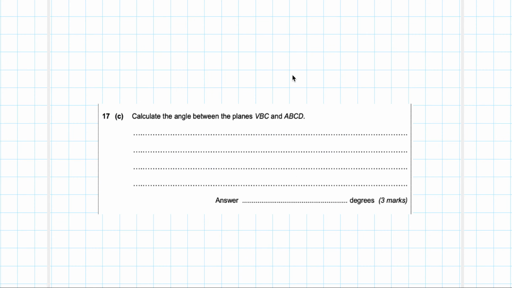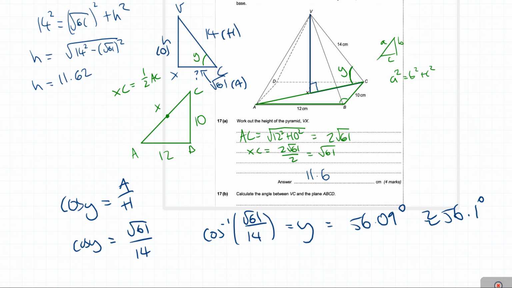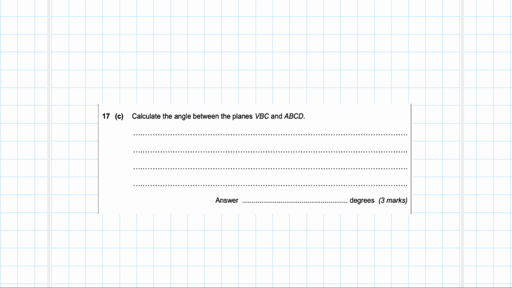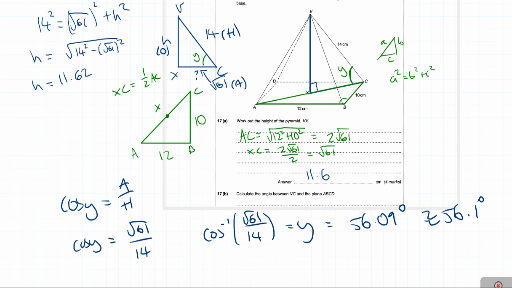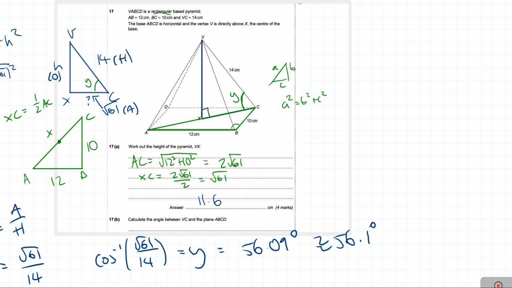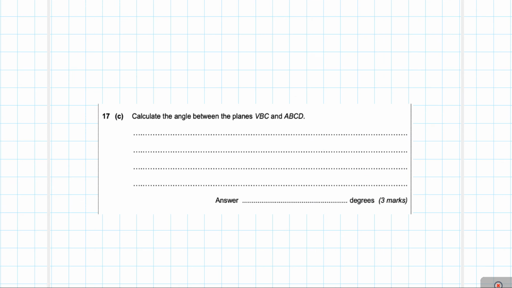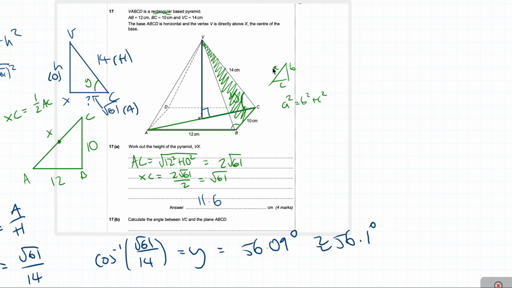The next one we've got is calculate the angle between the planes VBC and ABCD. So first of all, we are interested in the plane VBC. So VBC is this triangle here that runs down, and that is the plane VBC, and we're interested in the angle between this and the plane ABCD.